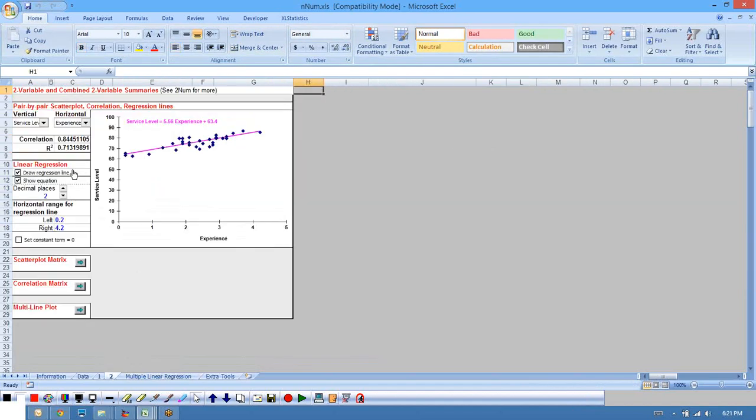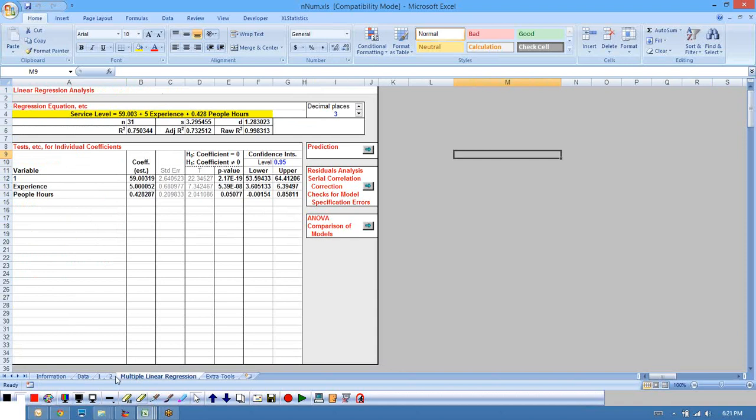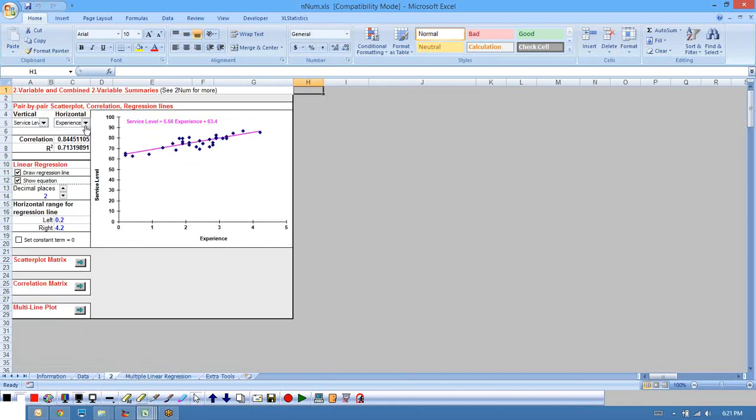And by the way, we can analyze those on tab 2, one by one, and we can actually see how tight that is for the experience. And let's check out people hours, a lot less tight. So in fact, it was experience that drove it more.